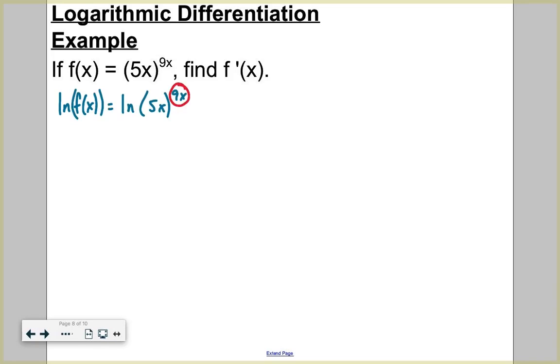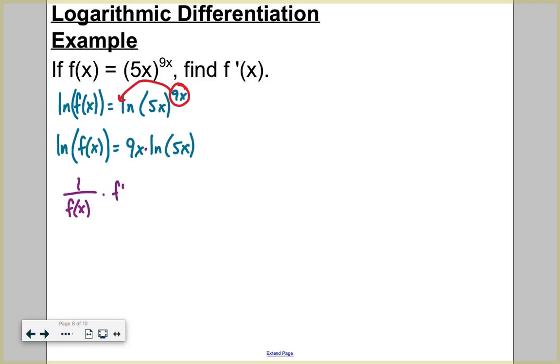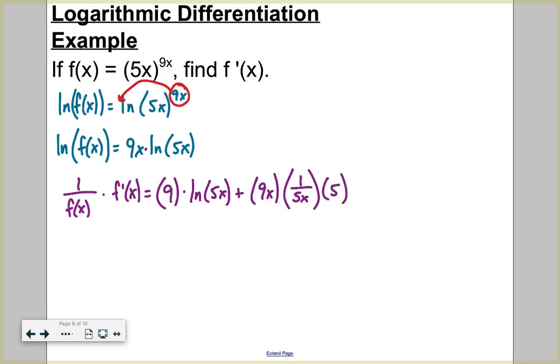And then natural log allows us to bring the exponent down to the coefficient, giving us the natural log of f of x is equal to 9x times the natural log of 5x, and if we're looking ahead, we see there's going to be a product rule there. So we can go ahead and take the derivative. So 1 over f of x times f prime of x is equal to, now we have to do the product rule. Product rule says the derivative of the first, which is 9, times the second, which is the natural log of 5x, plus the first, 9x, times the derivative of the second, which is going to be 1 over the inside, which is 5x, times the derivative of the inside, which is 5.